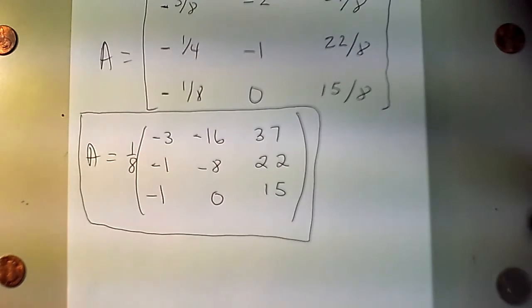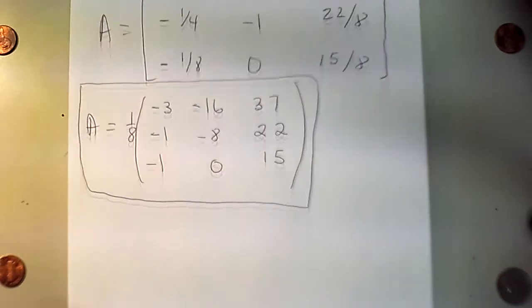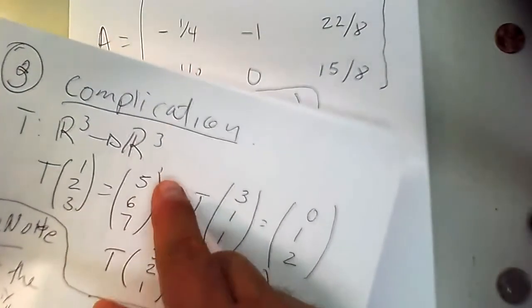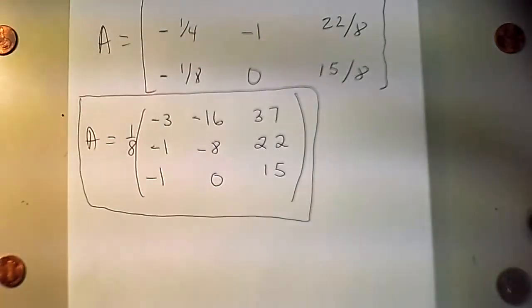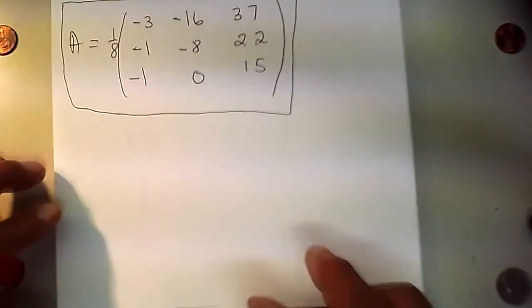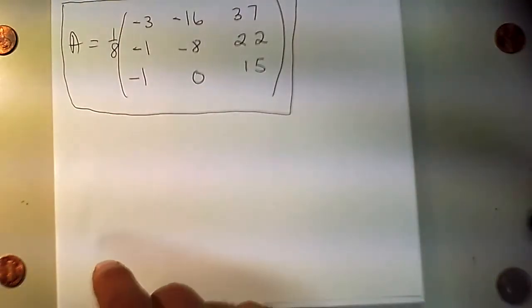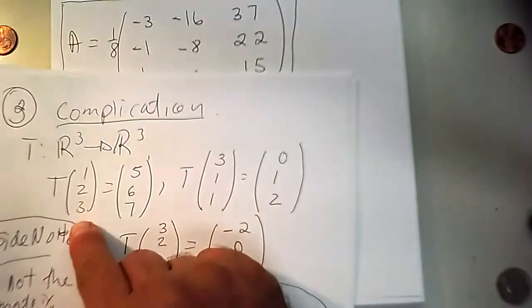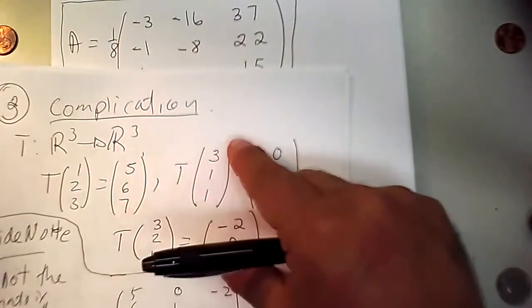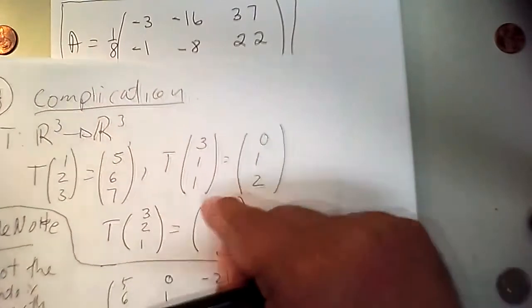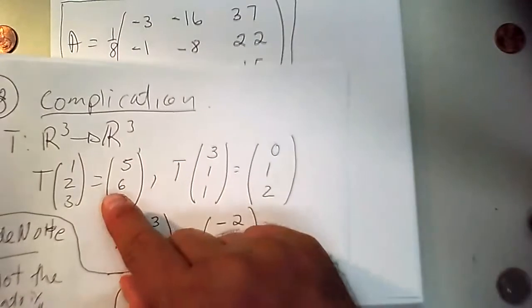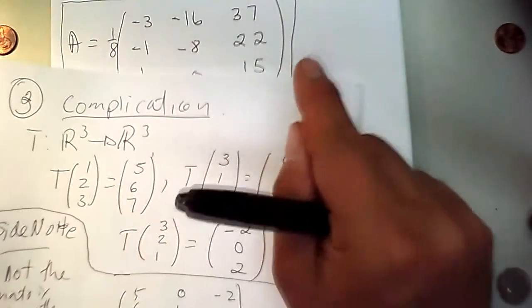Now, how can you be certain? Okay, if we plug in 1, 2, 3, we better get back 5, 6, 7. That's one way to check, and actually, if we want to be positively certain, what we want to do is plug in 1, 2, 3, get this answer, 3, 1, 1, get this answer, 3, 2, 1, and get this answer. All three have to work.